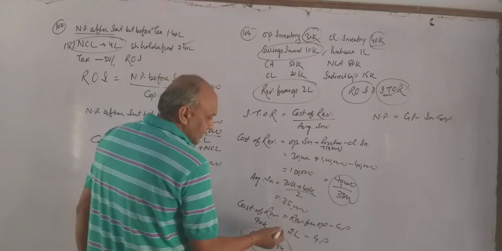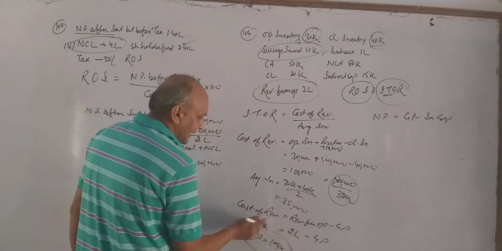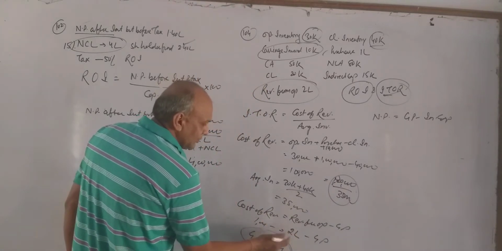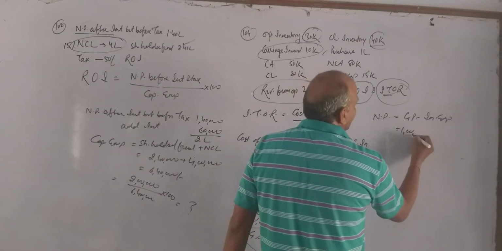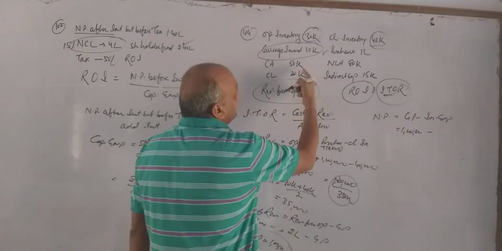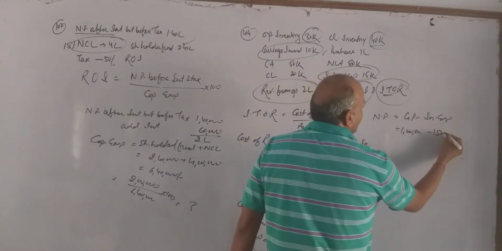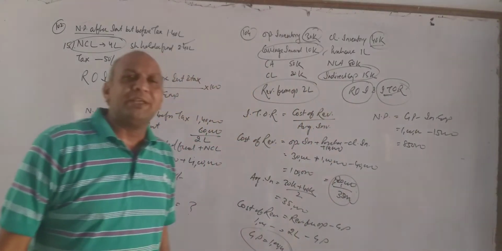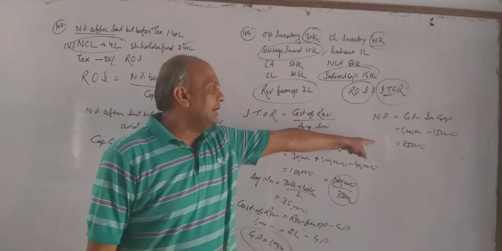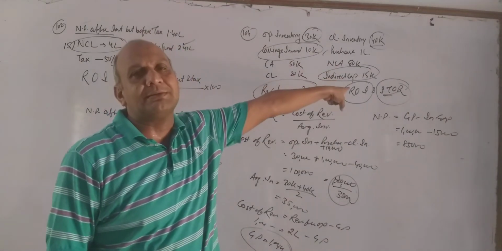So here 1 lakh, and revenue is also 2 lakh. So here GP comes 1 lakh. So 1 lakh minus indirect expense. Indirect expense is given 15,000. So my dear, net profit before interest and tax is 85,000. How can we say it is before interest and tax? Because in the sum neither interest nor tax is given.